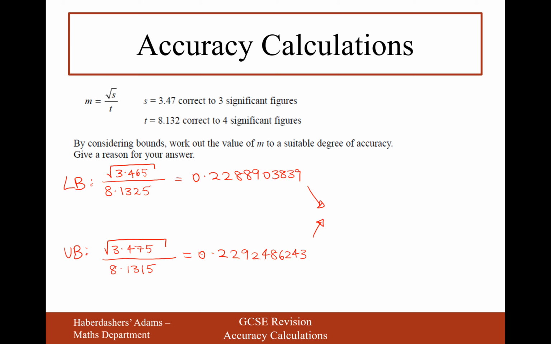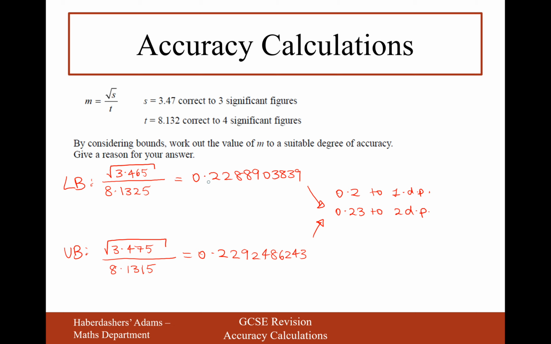So let's now decide on a mutually agreeable decimal that can round both of these numbers to a suitable degree of accuracy. So we could do 0.2 to one decimal place. That would be absolutely fine on both of them. But we could probably do better. We could probably do 0.23 to two decimal places on both of them.